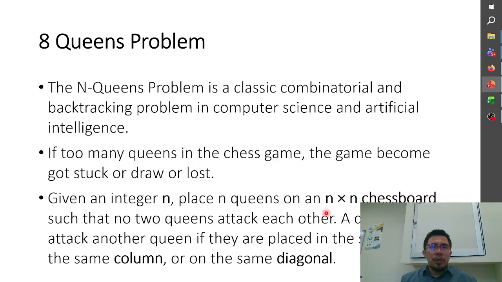Okay, now we go to the N-Queen problem. The N-Queen problem is a classical combinatorial and backtracking problem in computer science and artificial intelligence. If there are too many queens in the chess game, the game becomes stuck, or draw, or lost. I think previously we already learned this kind of problem, right? It's all about the chess queen problem, and we need to avoid this happening in our chess game.